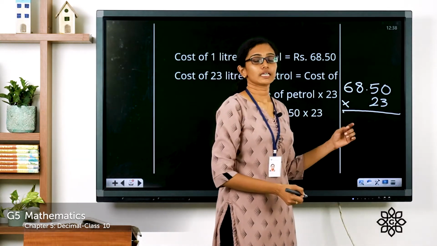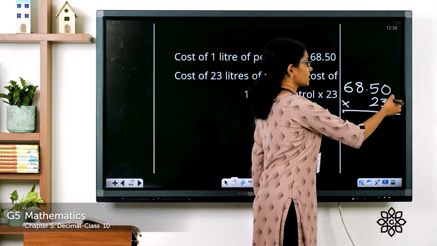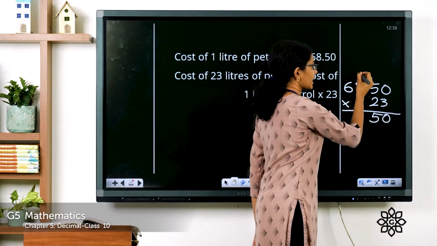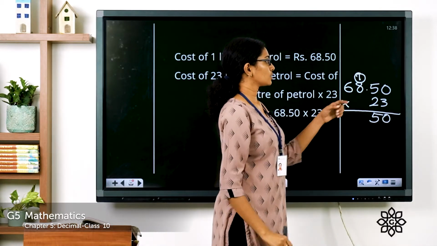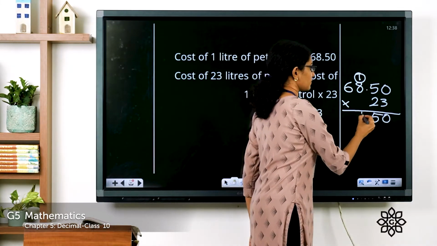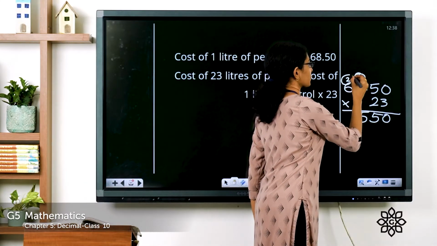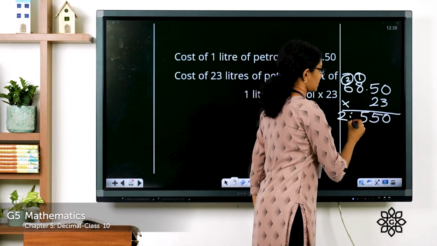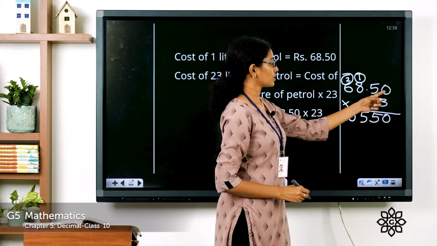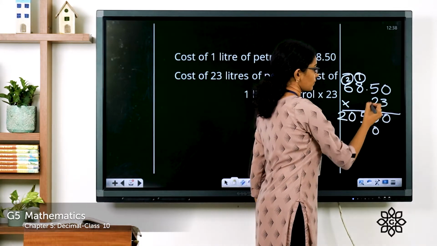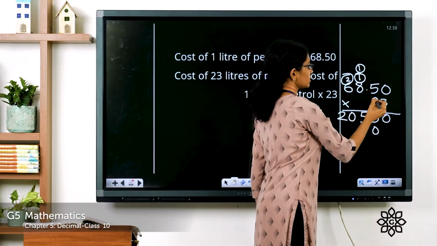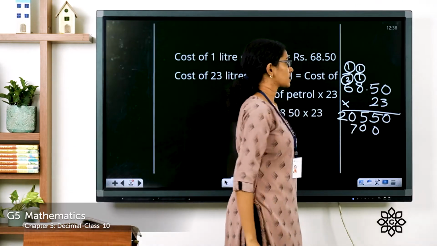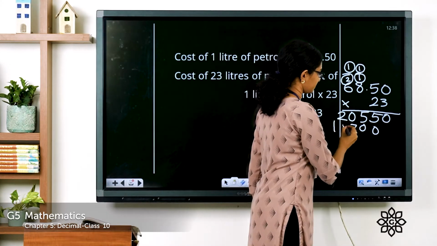Let's do the multiplication ignoring the decimal point at the beginning. 3 into 0, 0. 3 into 5, 15. 5 here, carry over 1 to the next place. 3 into 8, 24 plus 1, 25. Carry over 2. 3 into 6, 18 plus 2, 20. Then there is one more digit here. 2 into 0, 0. 2 into 5, 10. Carry over 1. 2 into 8, 16 plus 1, 17. Carry over 1. 2 into 6, 12 plus 1, 13.